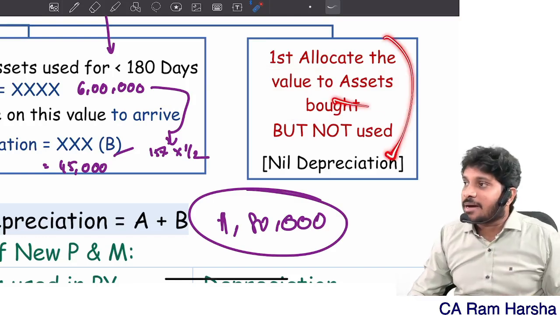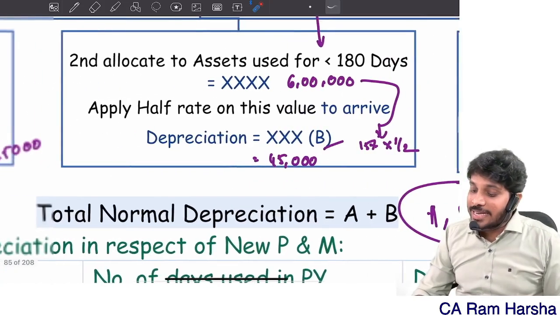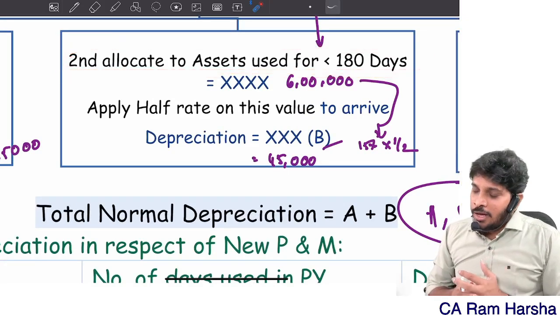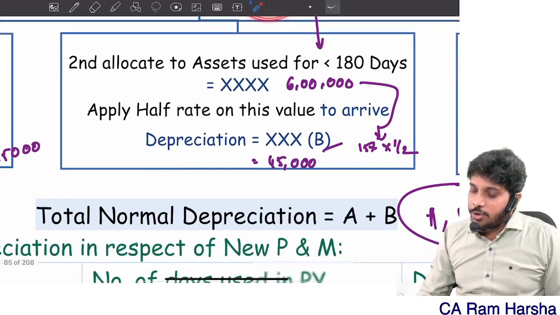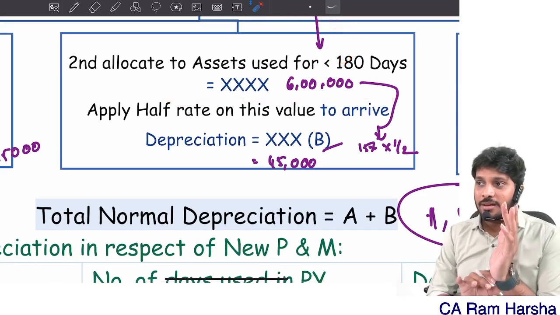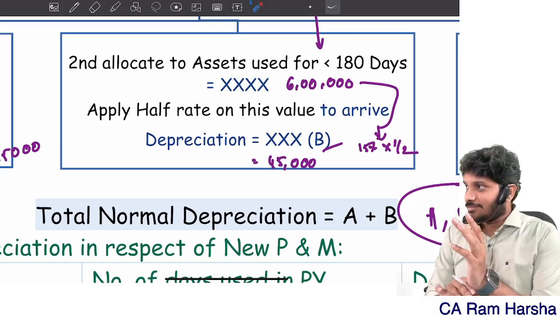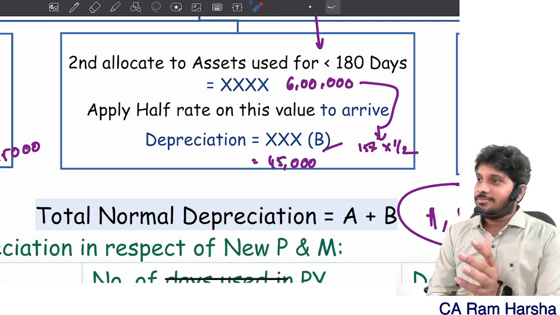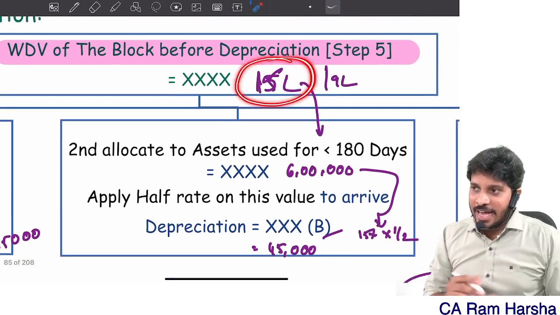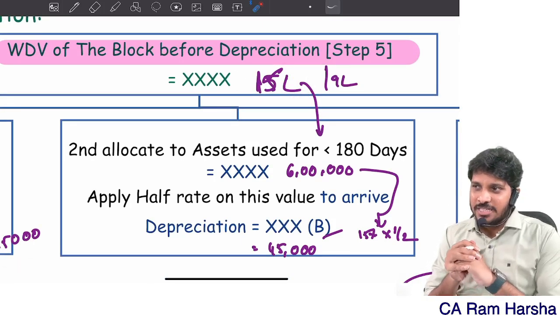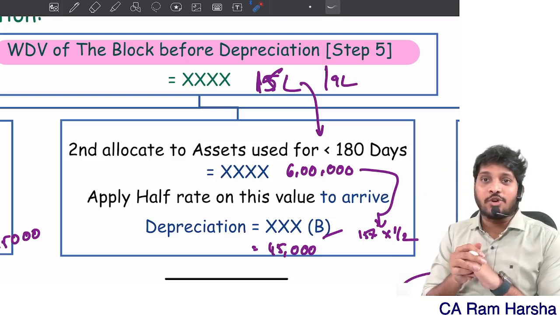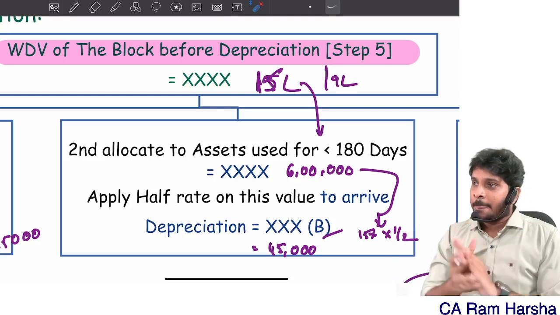That we are saying, this I will come back little while later. Then you should allocate what? Assets used for less than 180 days. This value available, you should allocate to the assets used for less than 180. Why? Tell me, this value 15 lakhs, is it before sale or after sale? After amount received on part of a block, means after sale.